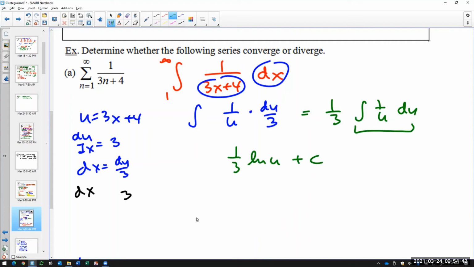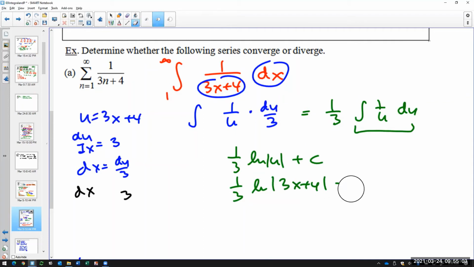Okay, so there is a great answer. It's just the wrong answer. What do you need to do? Put your u back in. Actually, this is absolute value of u, so the absolute value of 3x plus 4. And I do have limits I need to take care of, so I erase this C. I put in a win bar from 1 to infinity.